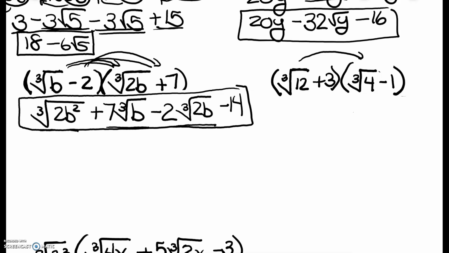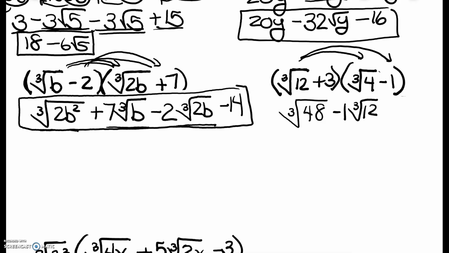So how do we do this next one? Well, we're going to distribute, use our FOIL again, just like in our other problems. And because I have cube roots, I can multiply what's underneath. So I have the cube root of 12 times 4, which is 48. And then the cube root of 12 times negative 1. So remember, there's a number in front of that cube root of 12. It's 1. So 1 times negative 1 is negative 1, cube root of 12.